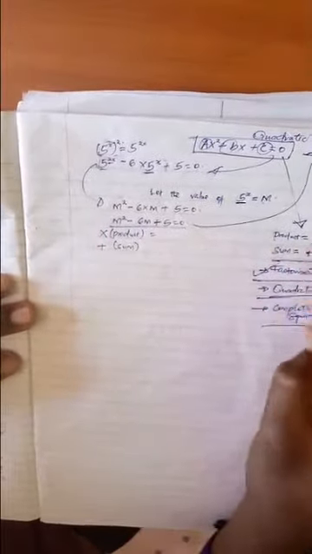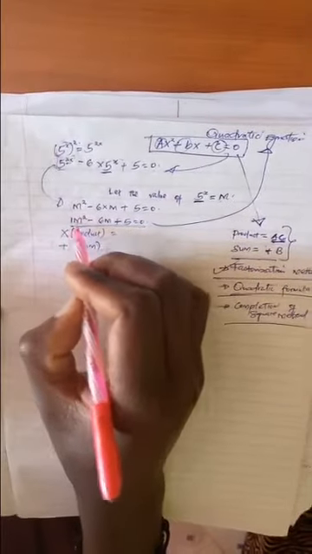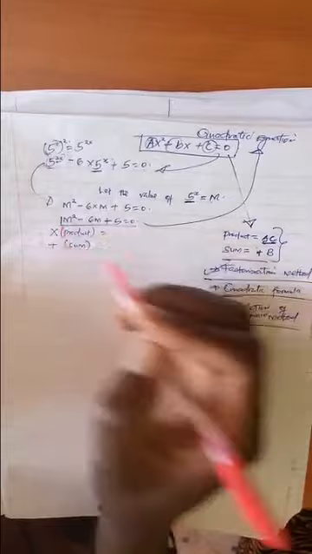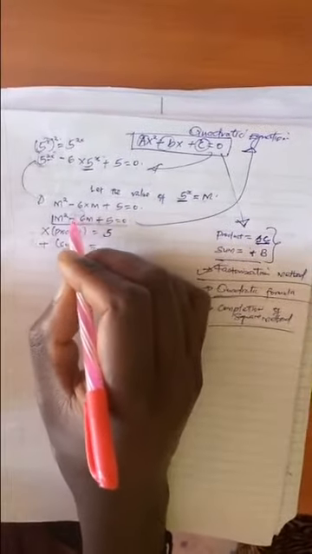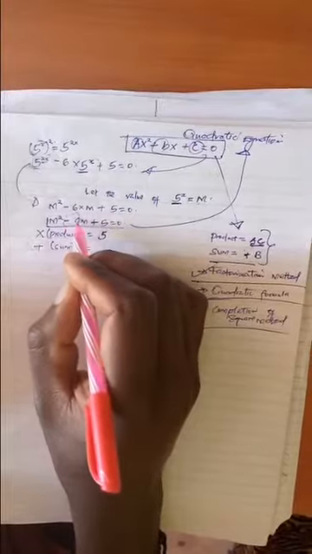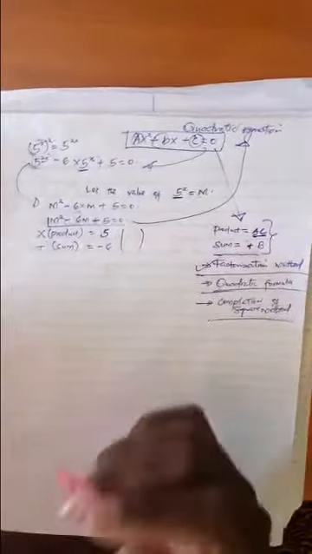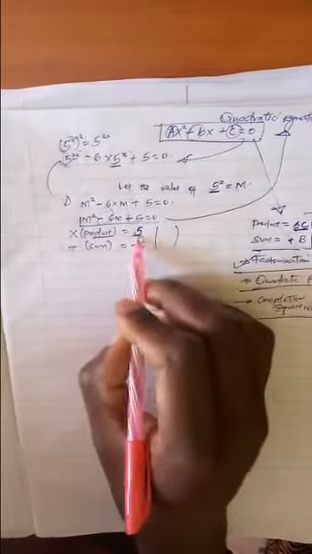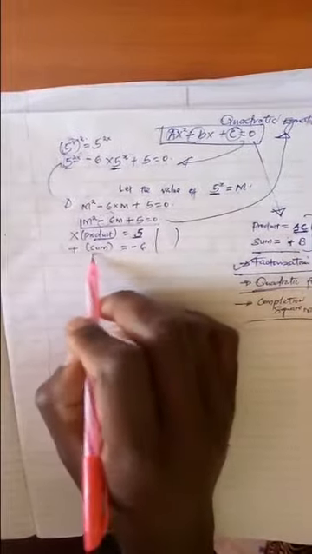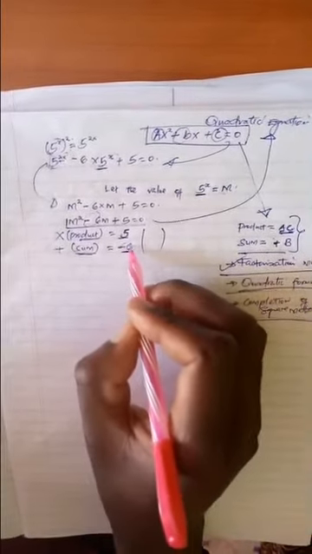For the product, we take the value of a multiplied by the value of c. Here you have the coefficient of m as your a, that is 1, multiplied by 5. It will give you 5. Then the sum, we've said we take the value of b with the sign, so it's going to be -6. Now what you need to do is find two numbers that when you multiply them give you 5, and when you add them give you -6.